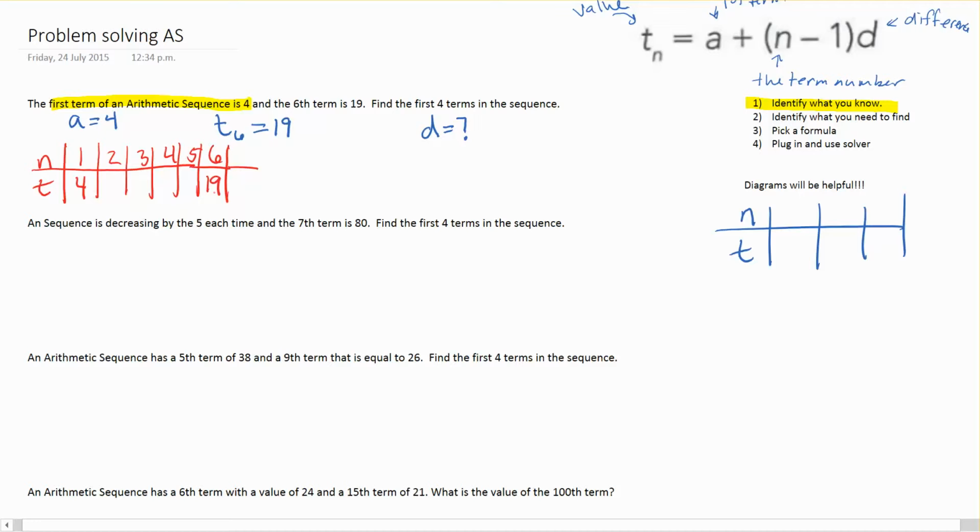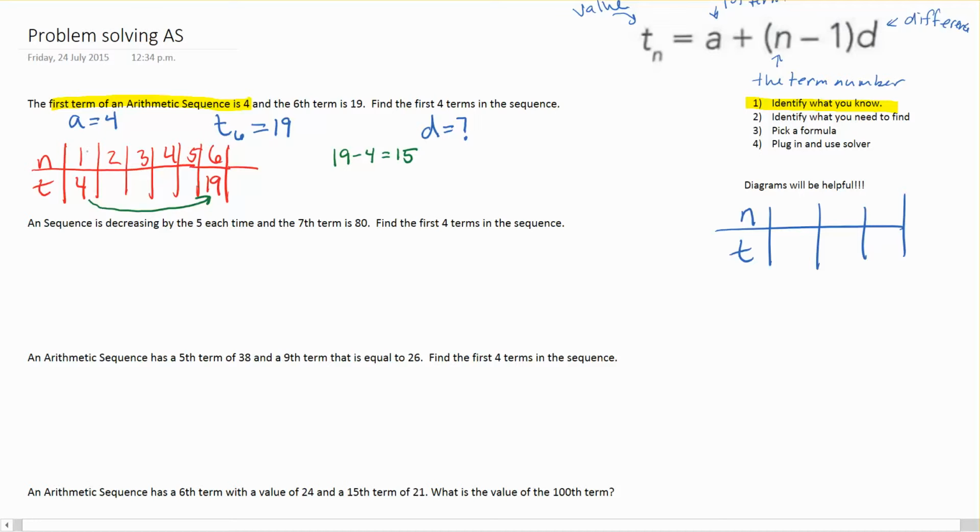So if I diagram this, it can help me kind of piece together some of the information. So I need to figure out, in a way, what d is by looking at this diagram. So what I can think about is, well, how much did I increase by between 19 and 4? So let's look at that. 19 minus 4 is a total of 15. So I went up by a total of 15 between the first and the sixth term.